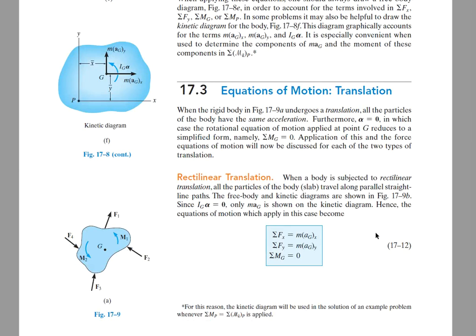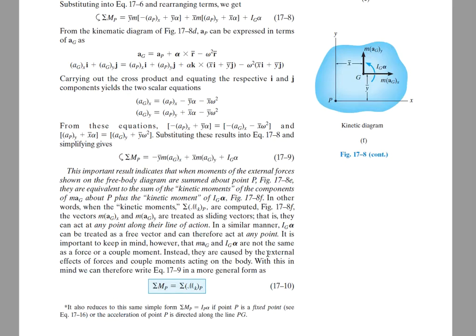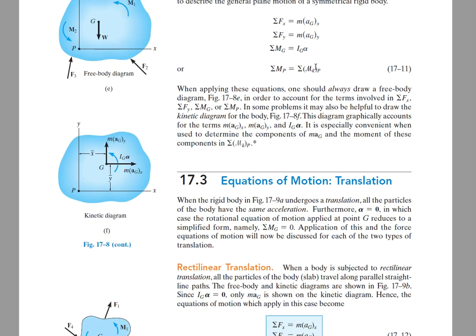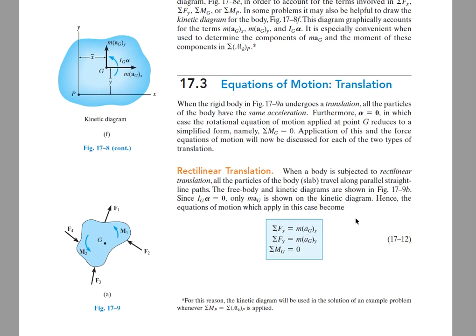All right, translation. So the equation of motion, when we have translation, there's no alpha, and it means that the sum of moments about the center of mass is going to be 0. If we go back to this equation, it doesn't mean that this part is 0. So the IG times alpha goes to 0. But if the point of reduction is other than the center of mass, then there will be moments caused by the center of mass accelerating. Okay. So of these 4 equations, this one is 0, but this is not 0. You need to remember that.